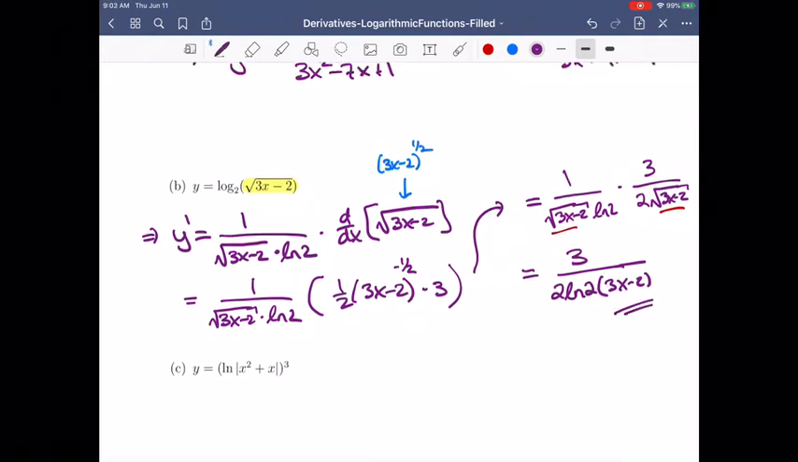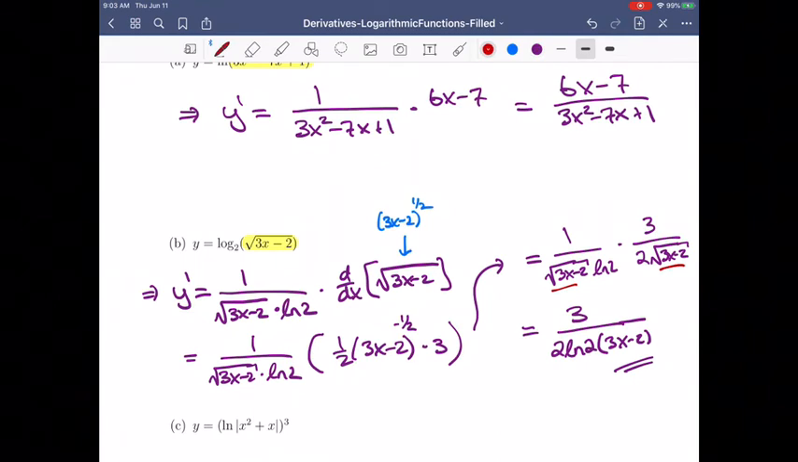Now we could have actually done this in an easier way. I'm going to do it up here. We could have simplified first. So this is log base 2 of 3x minus 2 to the power 1/2. So I could have brought the 1/2 down to the front.